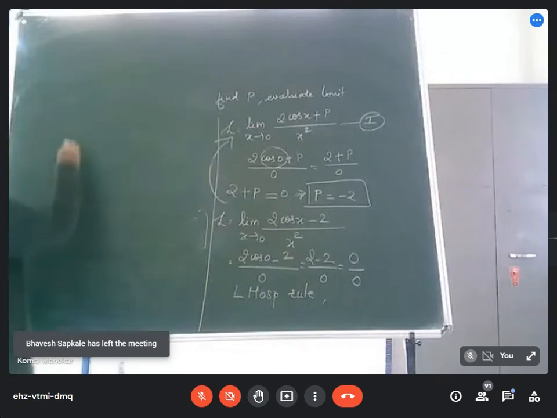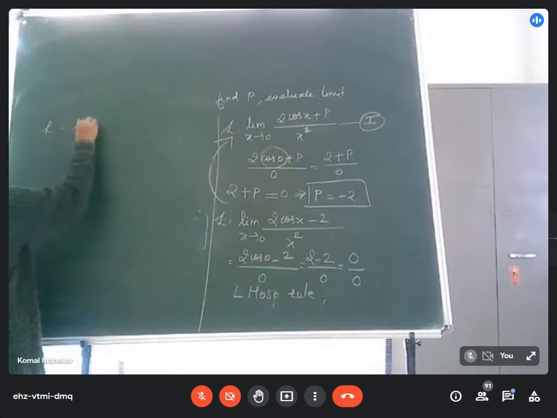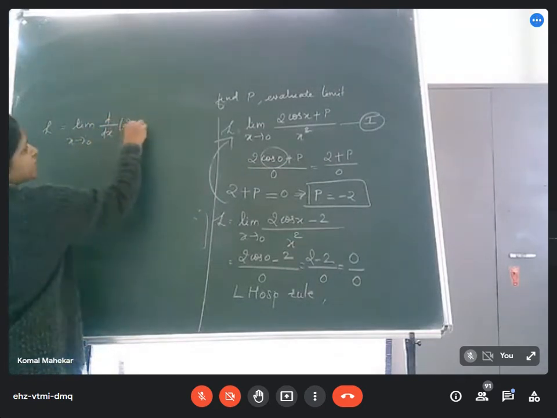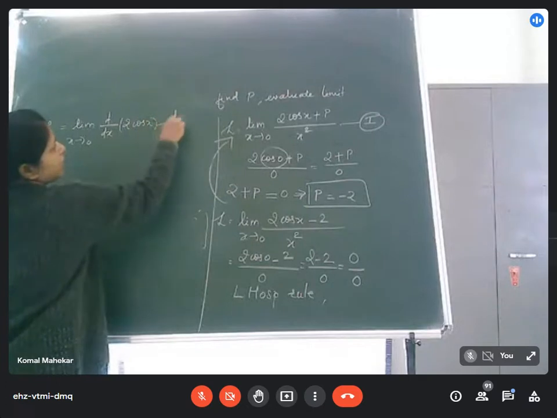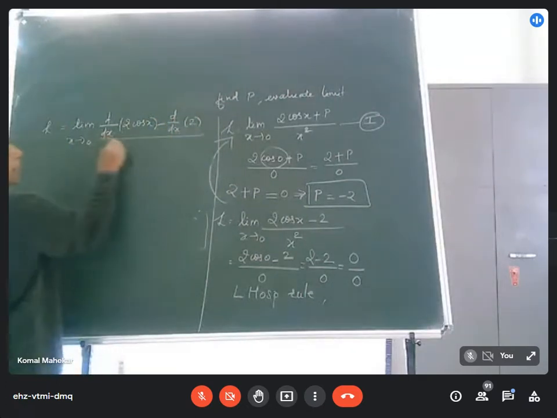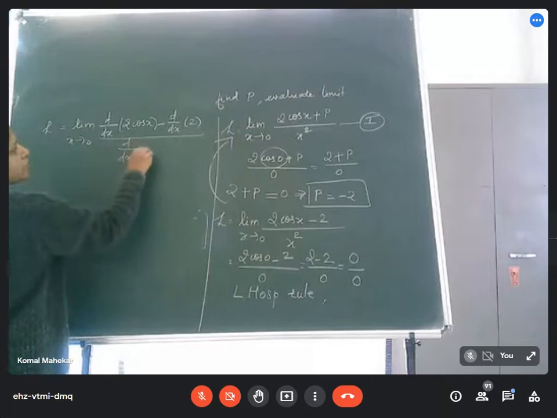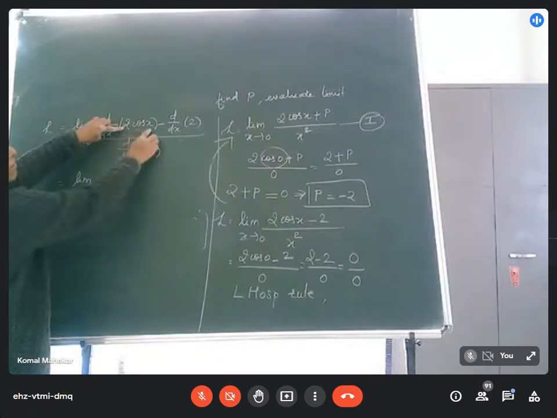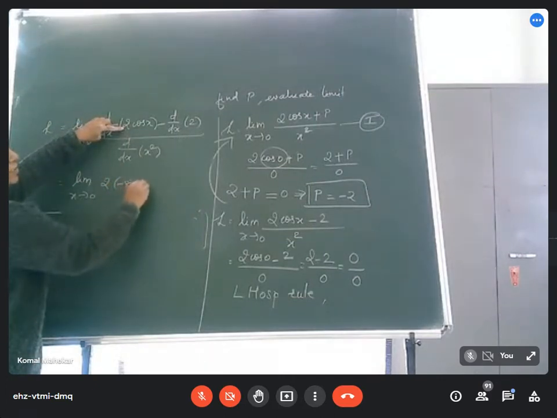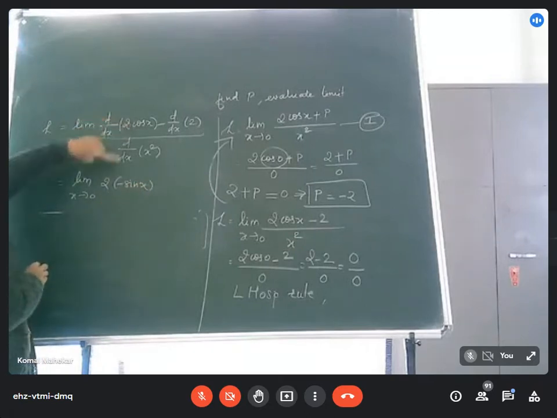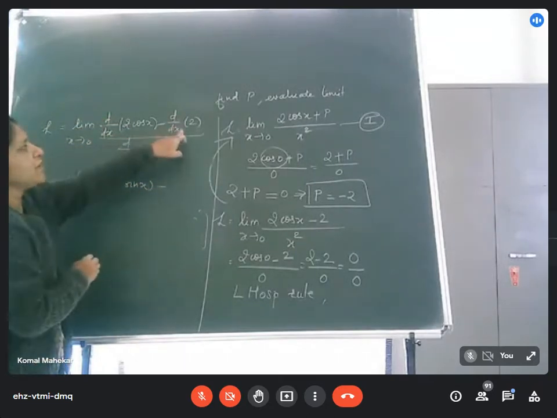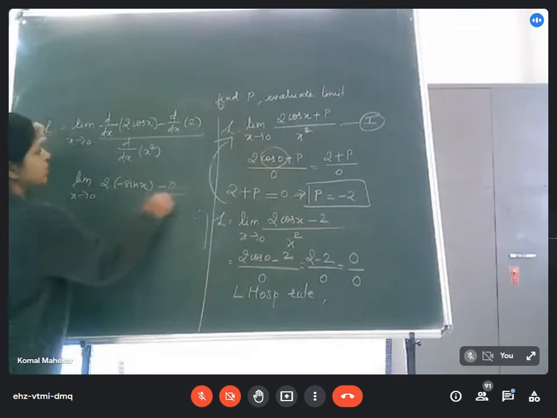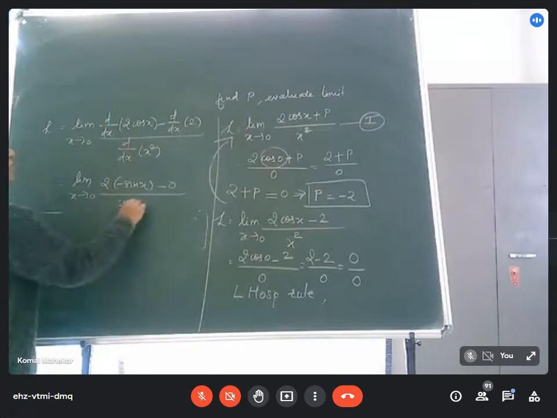So L is equal to limit x tends to 0 of d by dx of 2 cos x minus d by dx of 2, divided by d by dx of x squared. Take the derivative of each and every term. So limit x tends to 0, 2 into derivative of cos x is minus sin x. 2 is constant, derivative of cos x is minus sin x, minus derivative of the constant 2, that is 0, divided by derivative of x square, that is 2x.